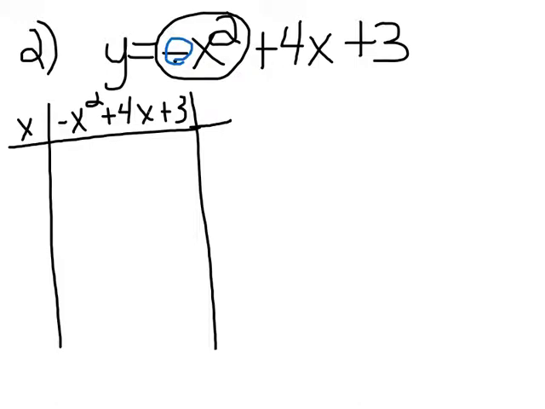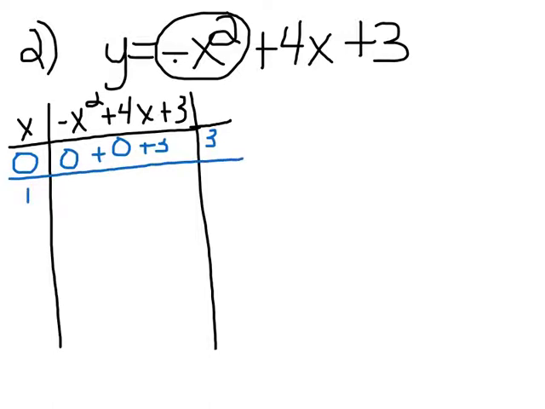Let's say you were plugging in a negative 1. A negative 1 squared is 1, but then you also have this negative sign outside of your x squared, so it would become a negative 1. Let's start plugging in values. We'll start with 0. 0 squared is going to be 0. 4 times 0 is 0, and then we have plus 3. So we get 3 as our y value.